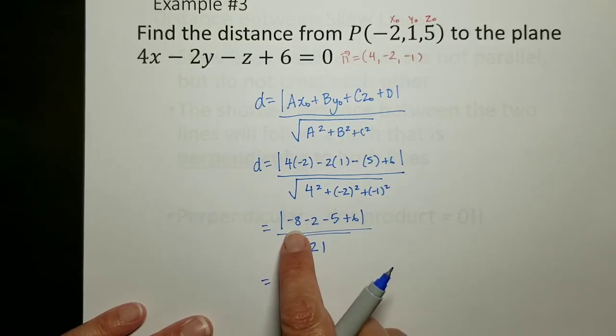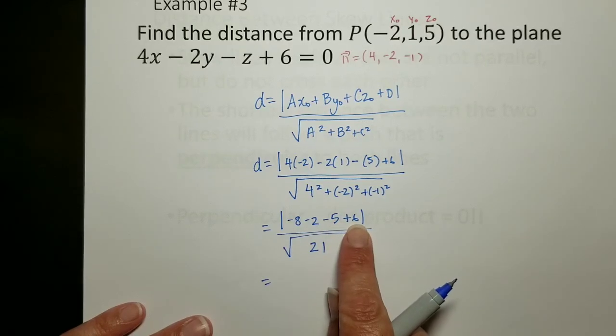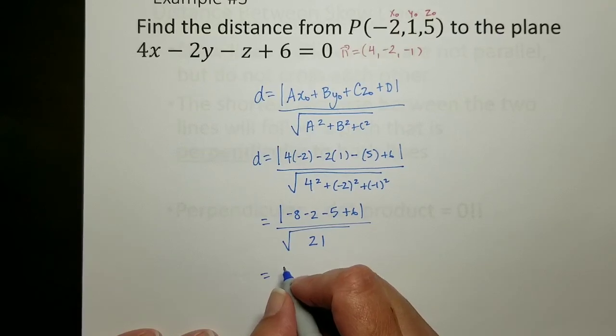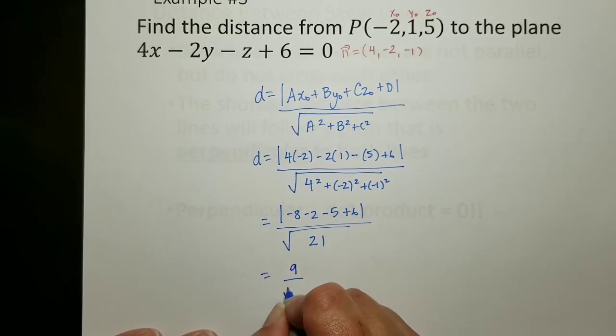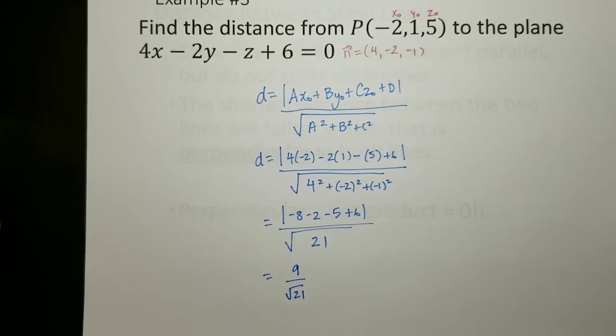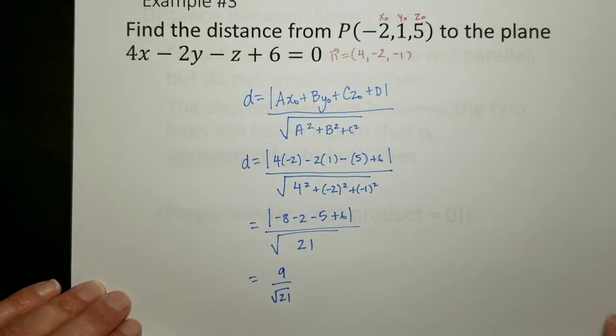So here we've got -10, -15, and then up to -9, but we do need to make this positive because distance is a positive number. So we take the absolute value, 9 over root 21. And again, you can rationalize the denominator or change it to a decimal as appropriate.